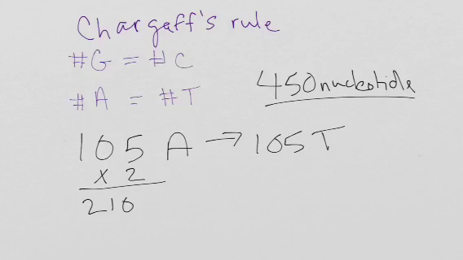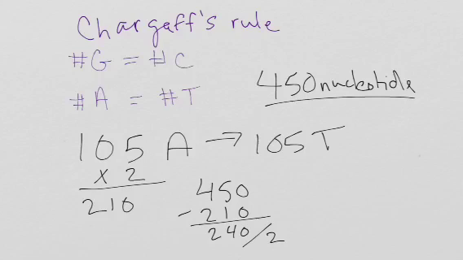What is my total number of nucleotides? So what can I do here? 450 nucleotides minus 210 gives us 240 nucleotides remaining. What else do I know about my C's and my G's? They have to be equal in number. So how can I figure out how many C's and G's I've got? Oh boy, look at that. Divide that by 2, and that's going to give us 120 C's, 120 G's.